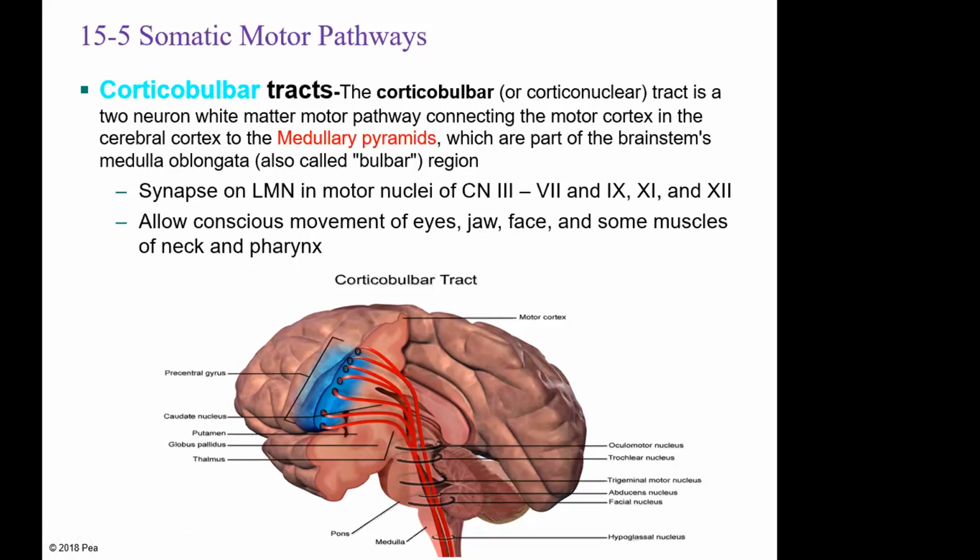Okay, they synapse on the lower motor neurons in the motor nuclei of cranial nerves. What number is this? 3 through what number? 7, and then we have 9, 11, 12. Okay, so I hope you learned your Roman numerals for your cranial nerves. So they synapse on the lower motor neurons in cranial nerves 3 through 7, 9, 11, and 12 in order to allow the conscious movements of these things in the area of the head and face.